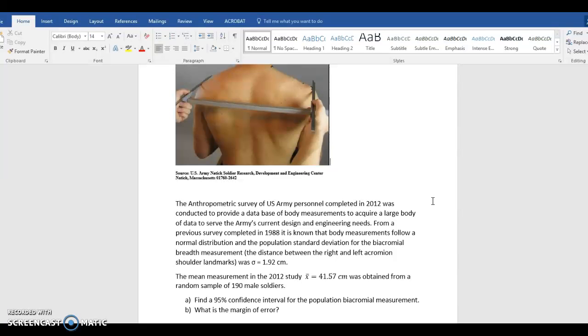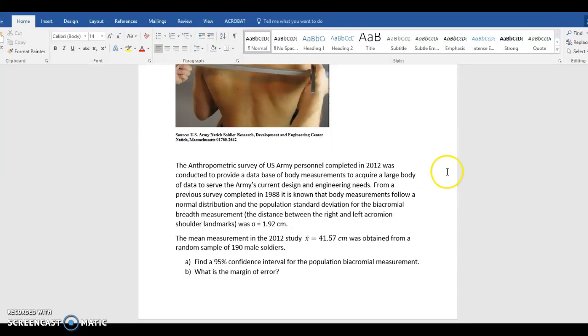So they did a random sample of soldiers in the Army and took some measurements. They knew some things from previous studies and previous uniform measurements: that it had a normal distribution, and also in this particular case they knew the standard deviation of those normal distributions. So when they went to measure it again, as you would expect, they got a different mean.